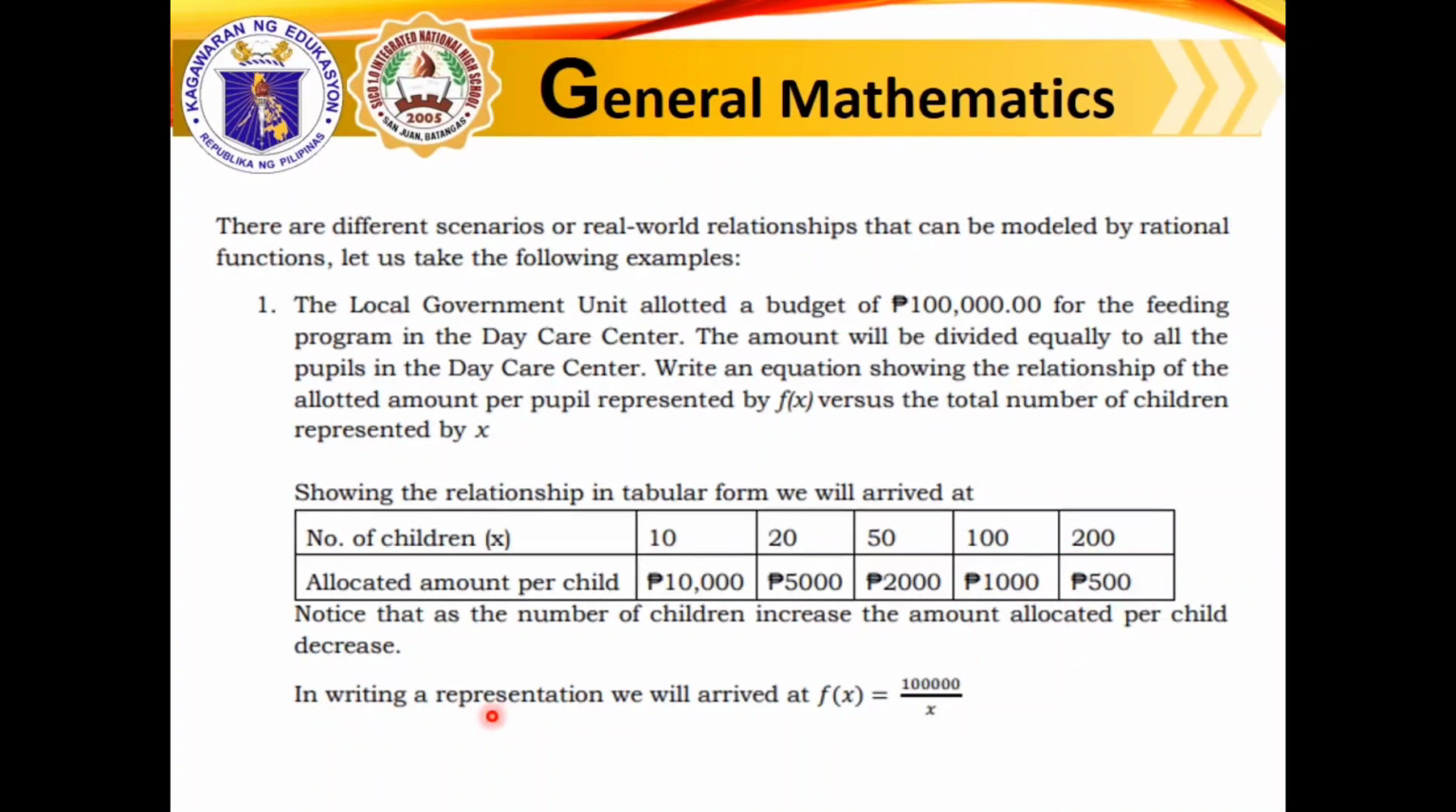So in writing a representation, we will arrive at the following equation. f of x is equal to 100,000 divided by x, where x is the number of children.